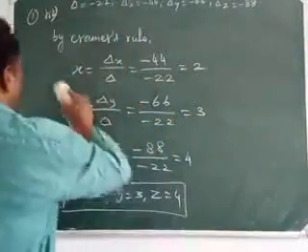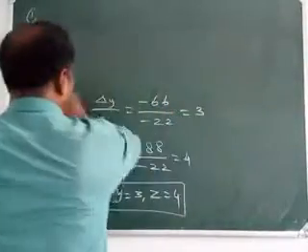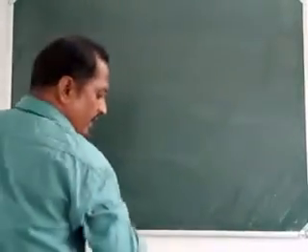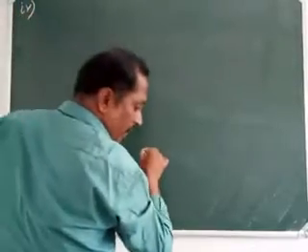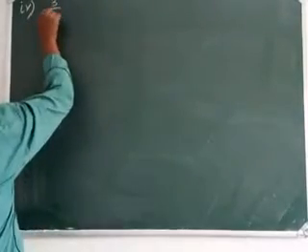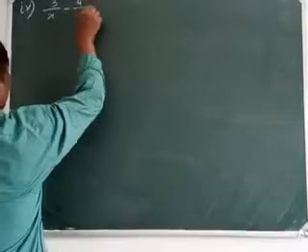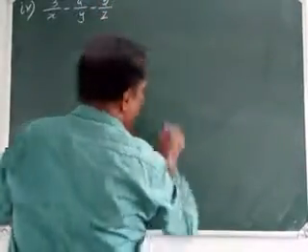Okay, suppose the variables come in the denominator. How to solve the equation? So see the first equation: 3 by x minus 4 by y minus 2 by z minus 1 is equal to 0.